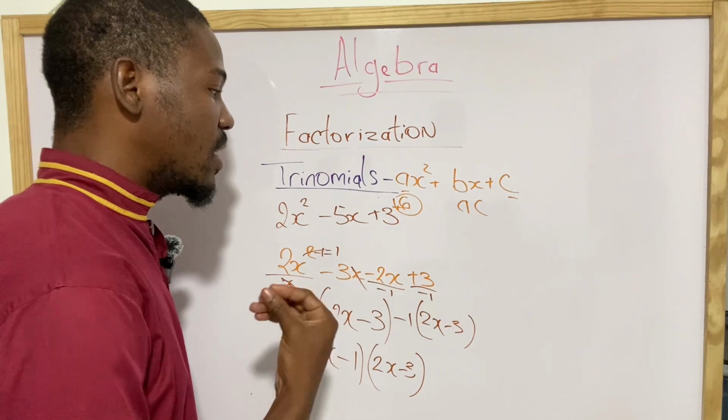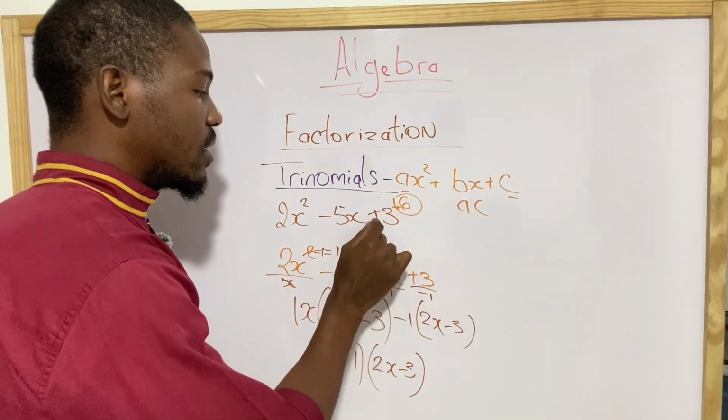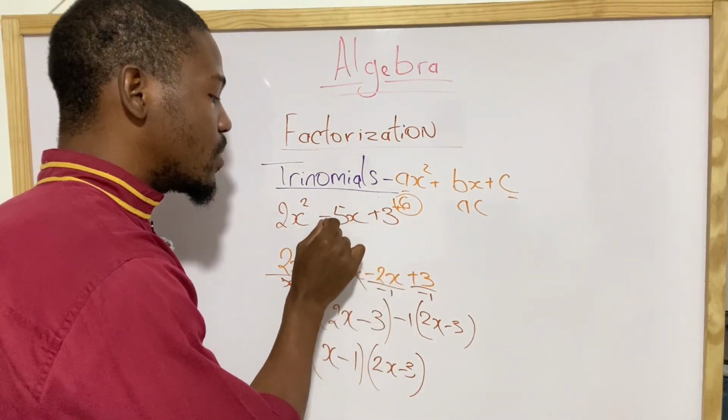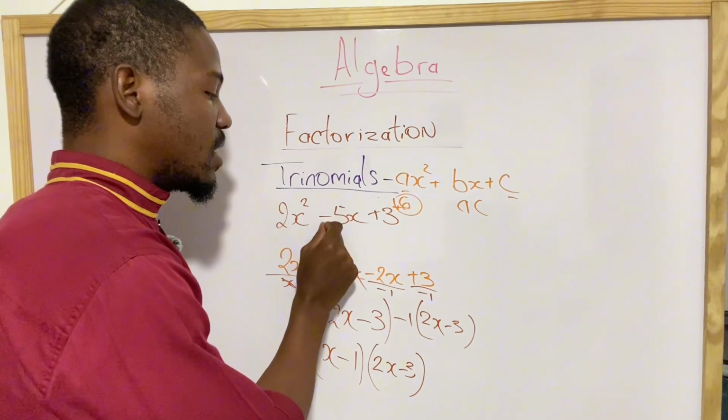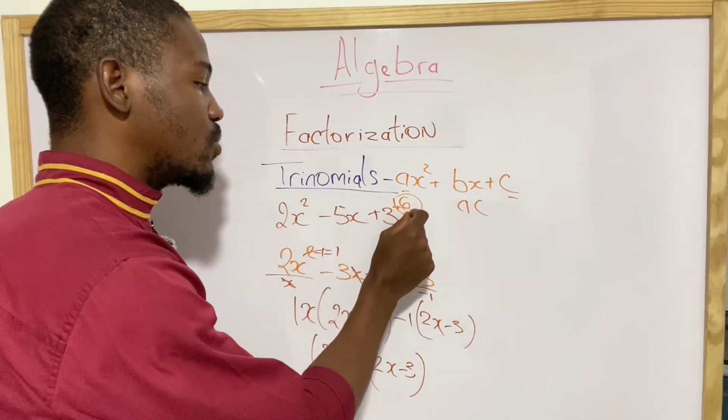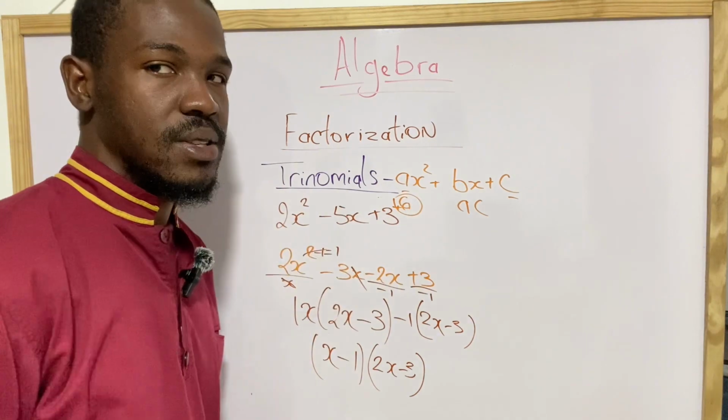The main thing that I want to emphasize here is really the signs, is that the two numbers must add to give us negative 5x, and when they multiply together, they give us a positive.